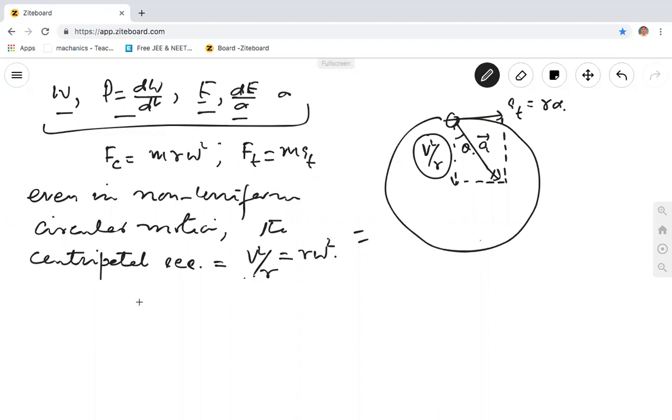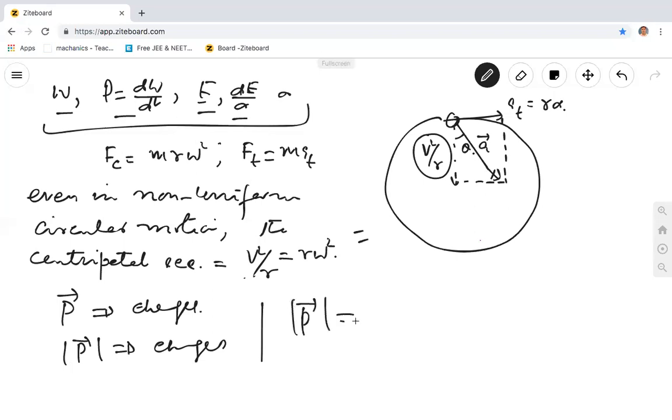If I ask you this question, what happens to momentum in non-uniform circular motion? Yes, it changes. What happens to the magnitude of momentum? It changes. Why? Because speed also changes. In uniform circular motion, the magnitude of the P vector does not change. It is constant.